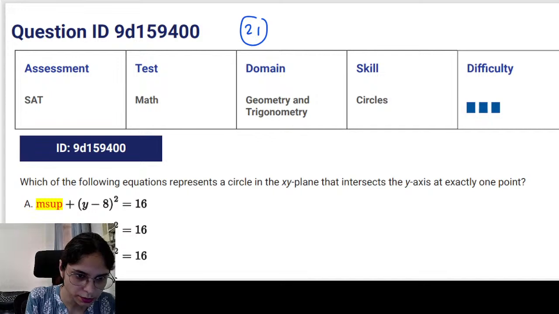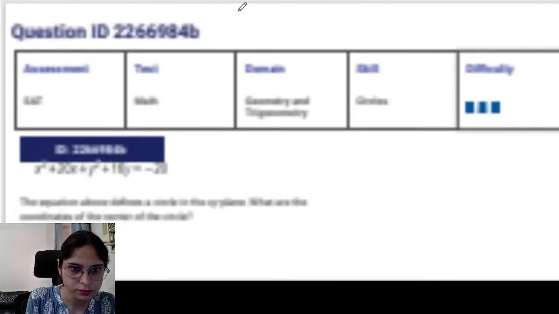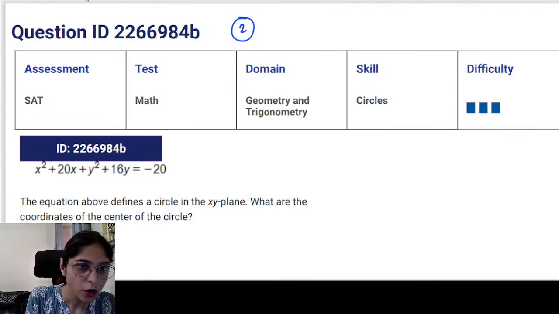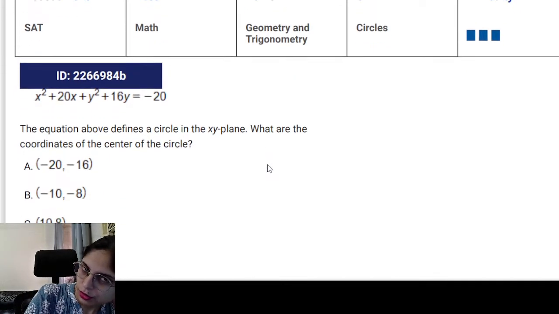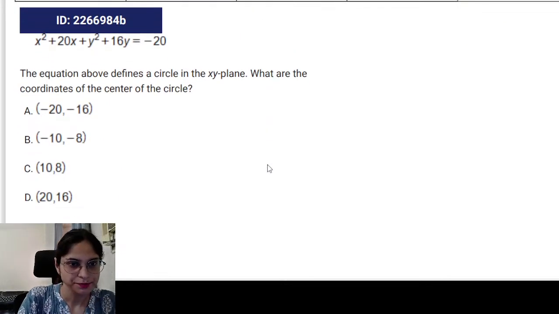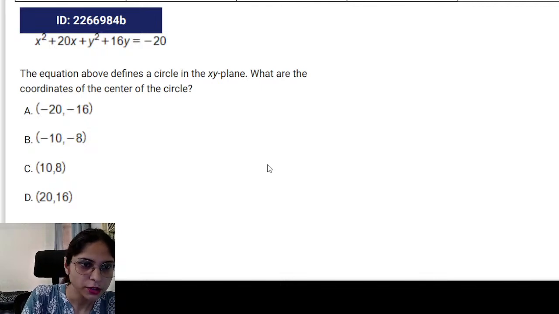Now we'll start from question number 2. All these are hard questions. There was only one medium question in equations also. Here, the equation above defines a circle in the xy-plane. What are the coordinates of the center of the circle?